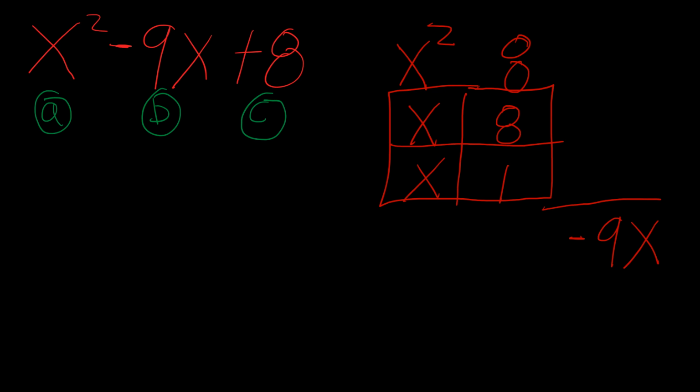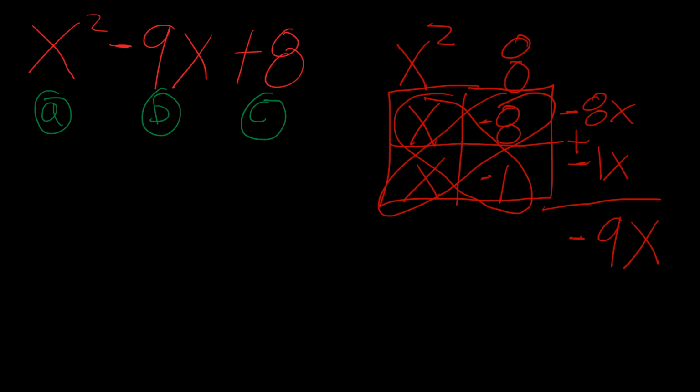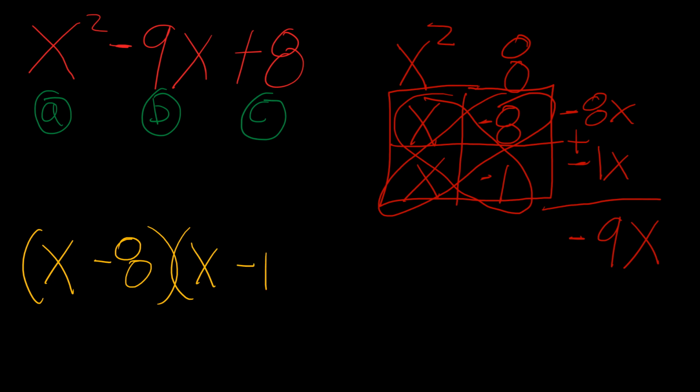If you make them both negative, you can multiply across and get negative 8x. x times negative 1 is just negative 1x. And if you add them together, you get negative 9x. So your factors would be x minus 8 and x minus 1. So I'm going to write that here: x minus 8 and x minus 1. And that will be the answer.